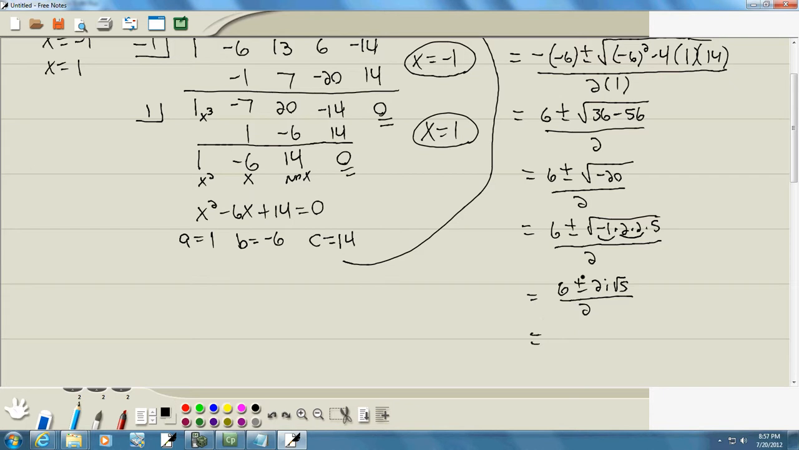And we're going to split this up into the real part separate from the imaginary part. So I got 6 over 2 plus or minus 2 square root of 5 over 2, times i, which gives us 3 plus or minus square root of 5 i. And that's our other two answers.